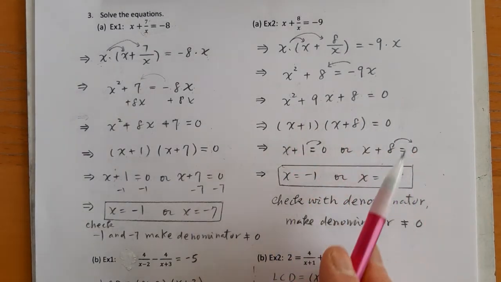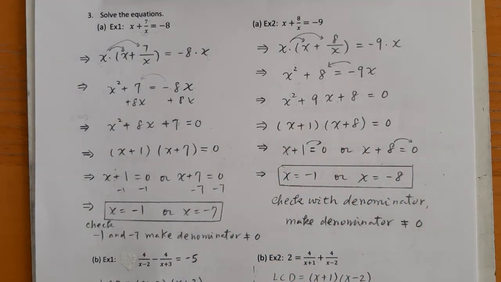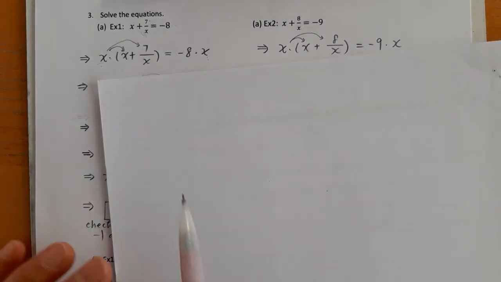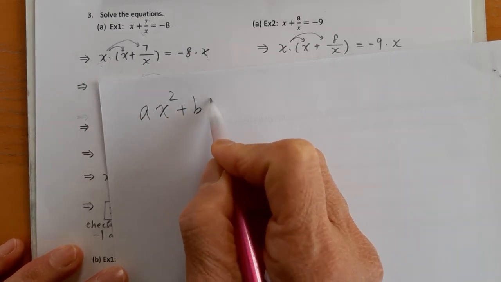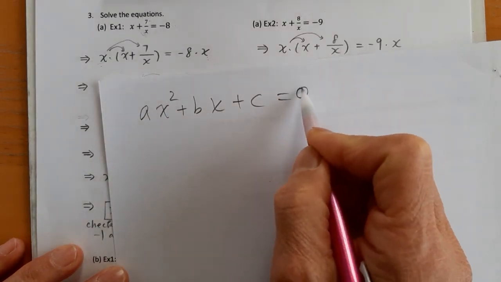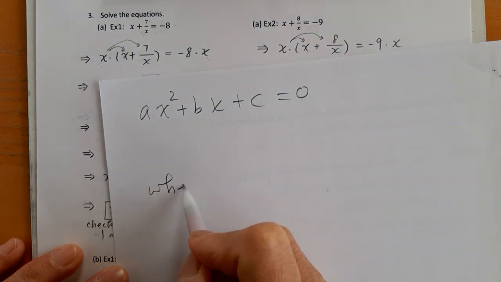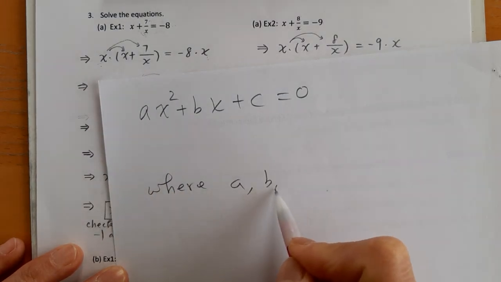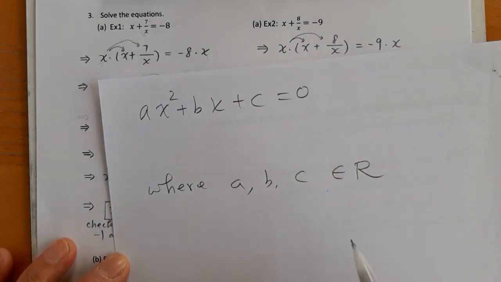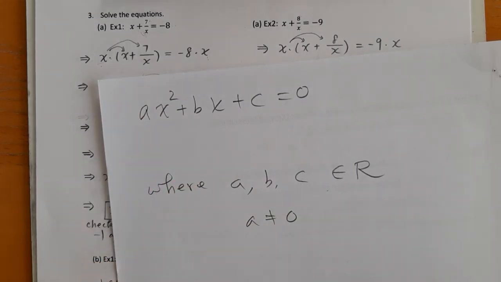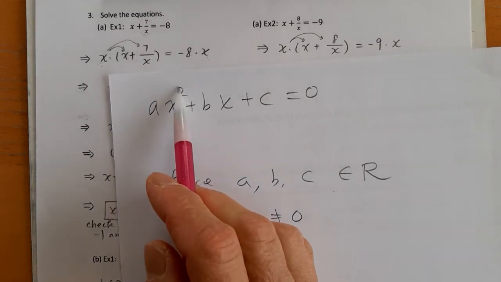That's the standard form of a quadratic equation. The standard form of a quadratic equation is ax squared plus bx plus c equals 0, where a, b, c belong to R, the real numbers, and a cannot be 0. If a equals 0, there is no more x squared term. It's not quadratic. A quadratic needs degree 2.